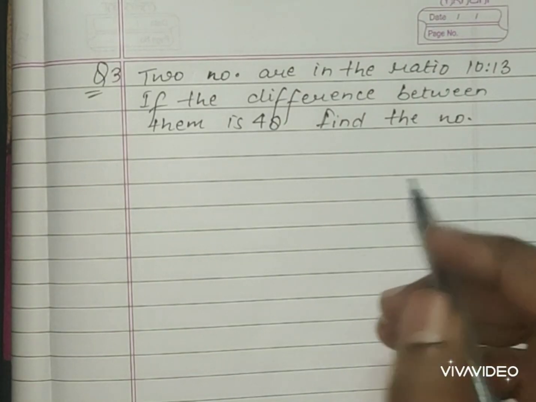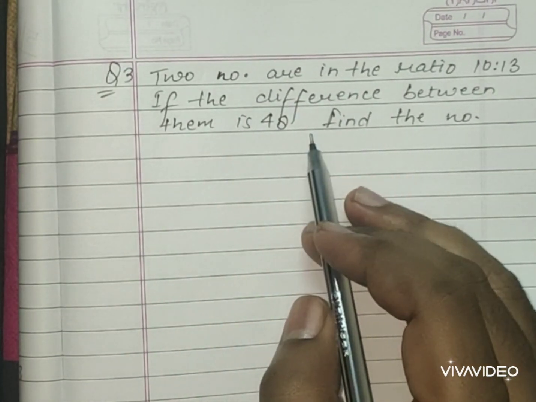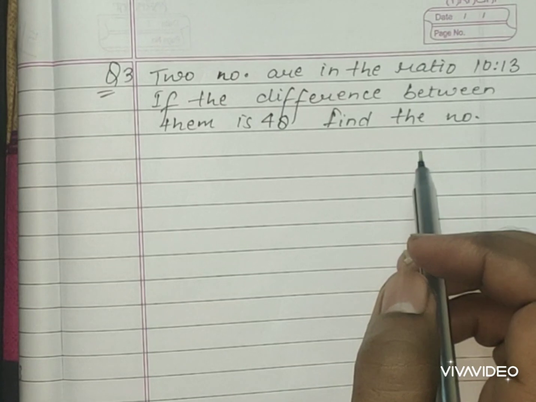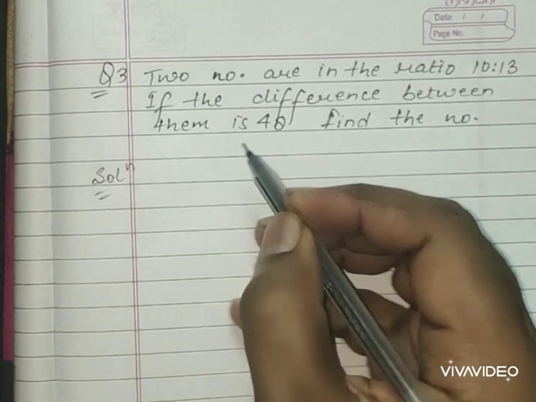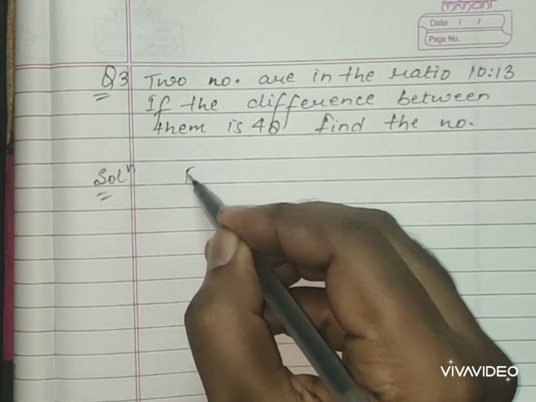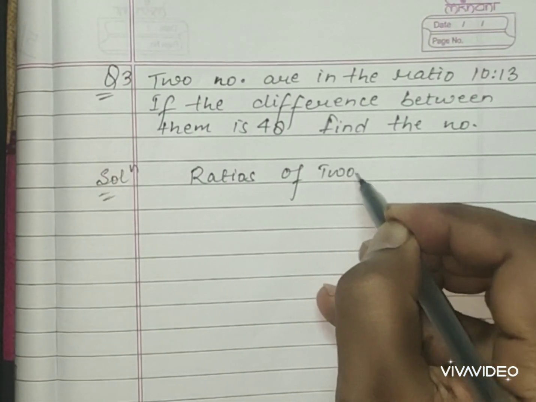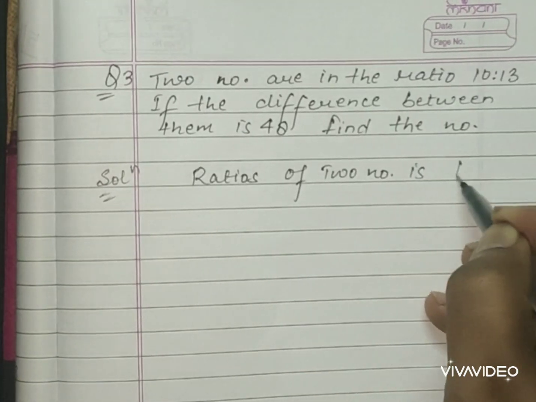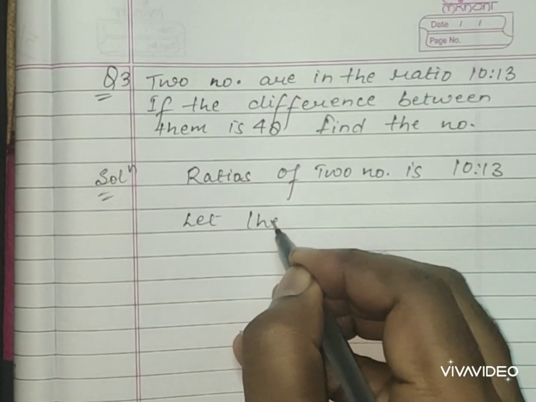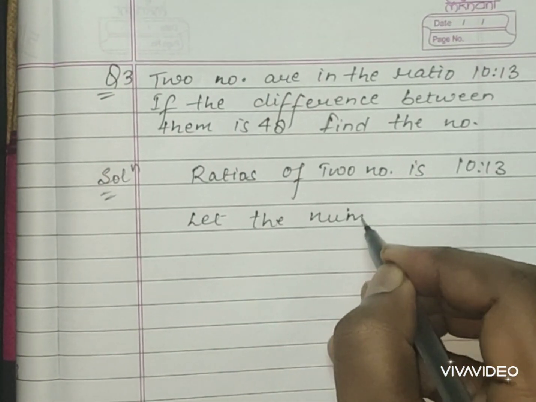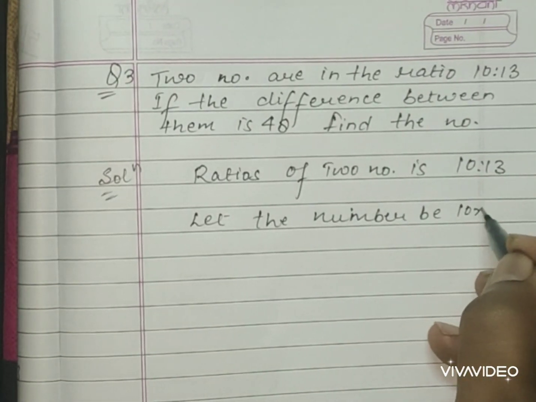Okay, our next question is, two numbers are in the ratio 10:13. If the difference between them is 48, find the numbers. So how to solve this? Ratio of two numbers is 10:13. So let the numbers be 10x and 13x.